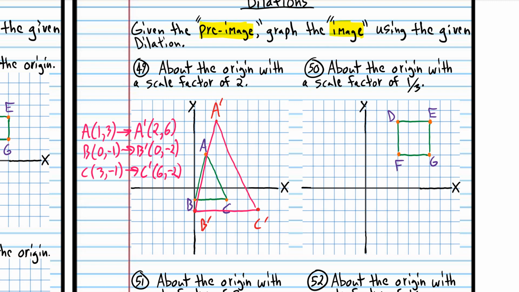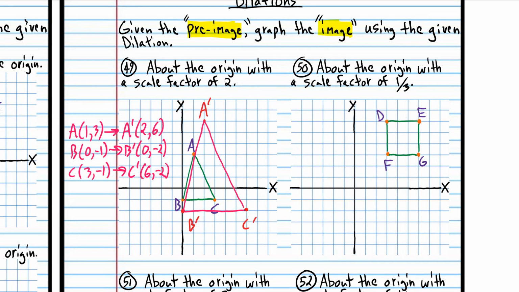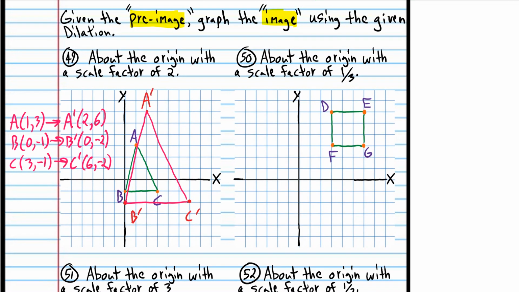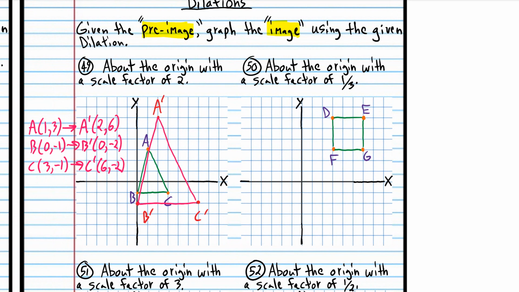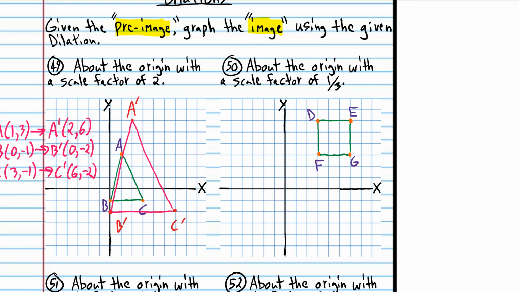Okay, if the figure gets smaller, it's called a reduction. If it gets bigger, it's called an enlargement when it comes to these dilations. So we doubled the size of the polygon. All right, so let's try number 50.